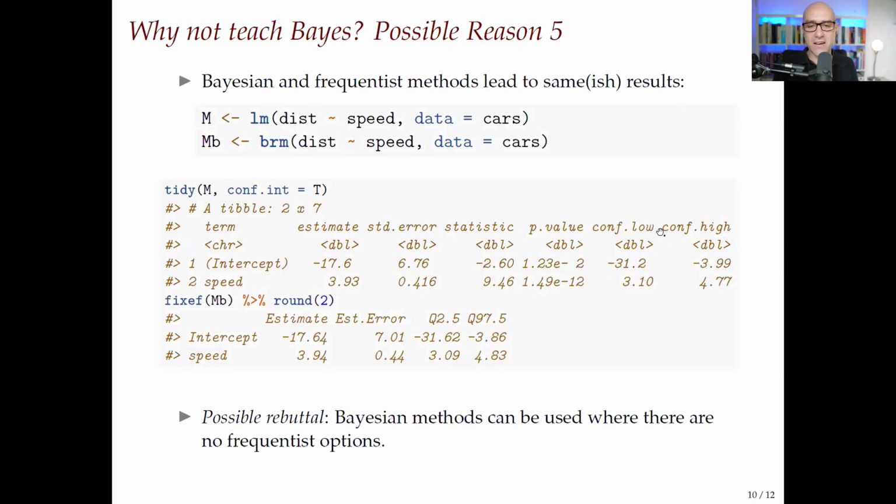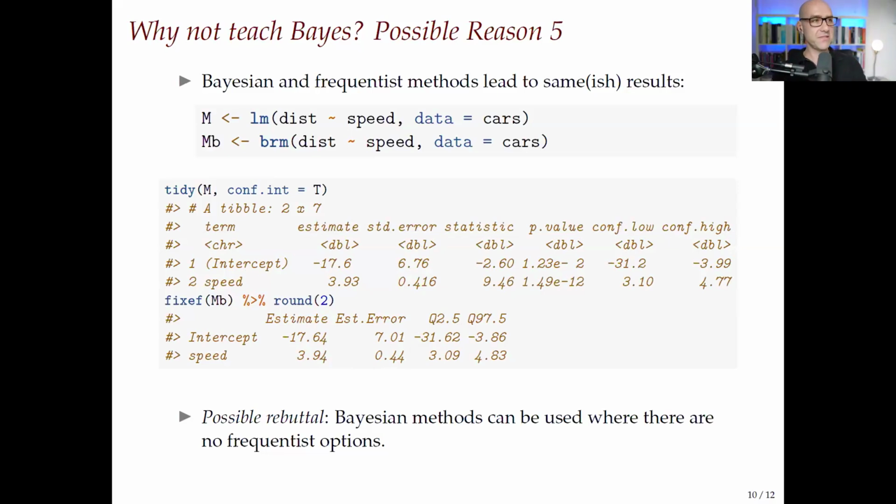This here is the frequentist linear regression. What we've got is the maximum likelihood estimates, the standard error, and the 95% confidence interval. They're very close to the mean of the posterior distribution, the standard deviation of the posterior distribution, very near the standard error, and the highest posterior density interval. So they're very similar indeed.